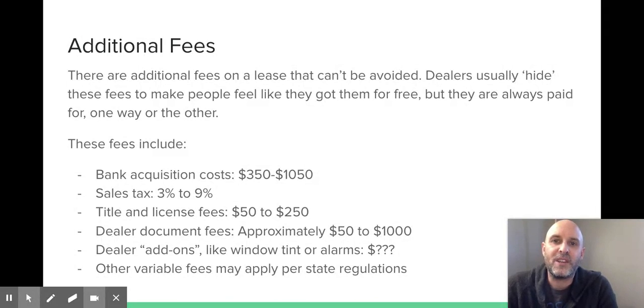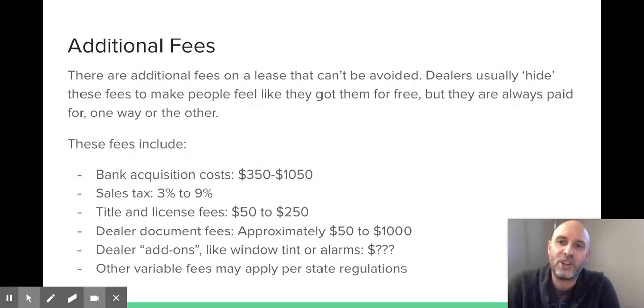So there are additional fees on a lease that can't be avoided, and these usually get hidden. Dealers make people feel like they got them for free a lot of times, but they're always paid one way or another. And anytime you see these lease deals that are like $99 a month, you read the fine print. It'll always say plus acquisition fee, plus tax, title, license, document fees, additional, actual MSRP may vary. There's all this fine print. Those ads aren't real. You're not going to get a car for $99 a month unless you're paying $3,000, $4,000, $5,000 out of pocket, or with a trade-in.